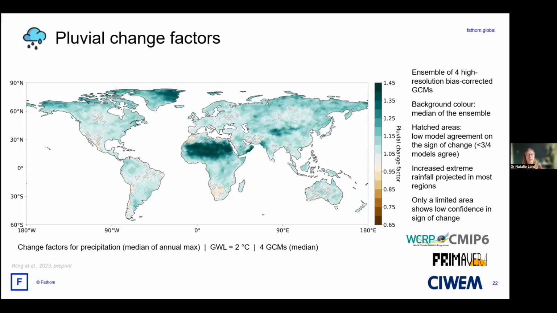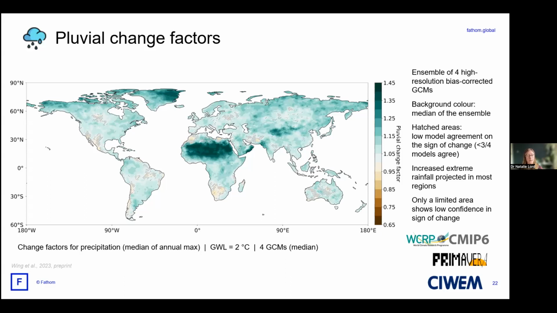And as you might expect, based on the Clausius-Clapeyron equation, extreme precipitation increases in most regions, and the average globally is approximately similar to Clausius-Clapeyron, but you can see from the map that there is actually a fair amount of spatial variability. And you can also see that only a limited number of areas are hatched, which indicates low confidence. So for this ensemble of models that we've used, this shows that they generally agree on the sign of change in precipitation over most land regions.